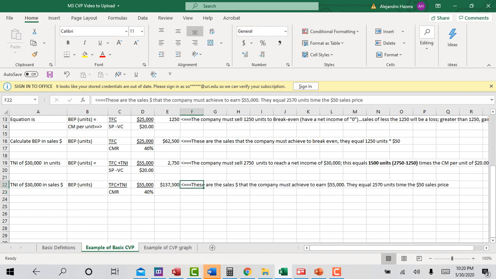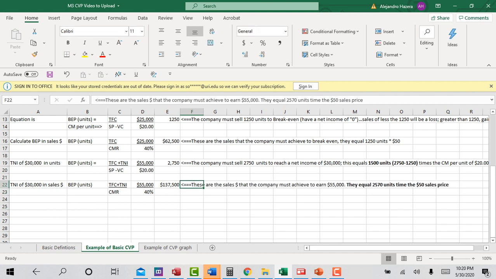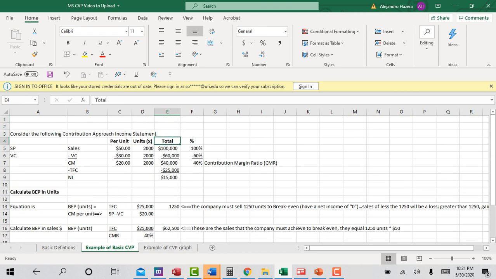I'm going to make that bold as we go into the next video. Those are the basic concepts in this chapter, and notice what I've made bold. All we're saying is that you need 2,750 units to break even and earn a target net income of $30,000. If you multiply by the sales price, you get 137,500. Another way is to take the sum of your total fixed cost plus your target net income and divide by your 40% contribution margin ratio. All the numbers are obtained from up there.